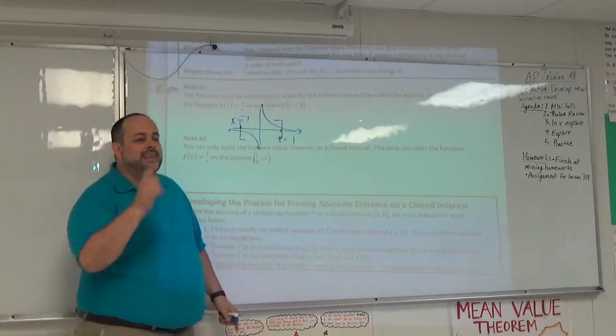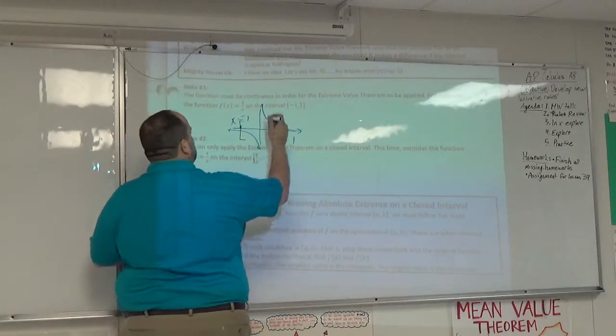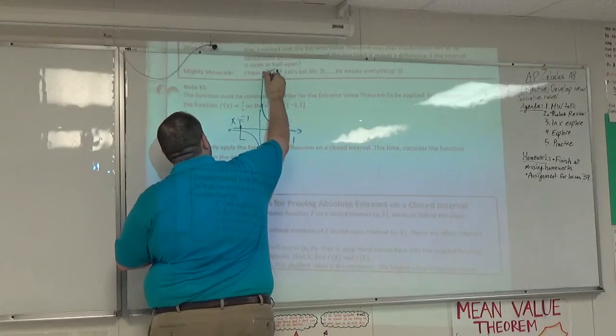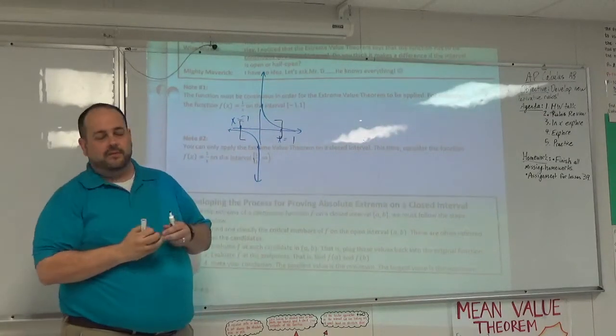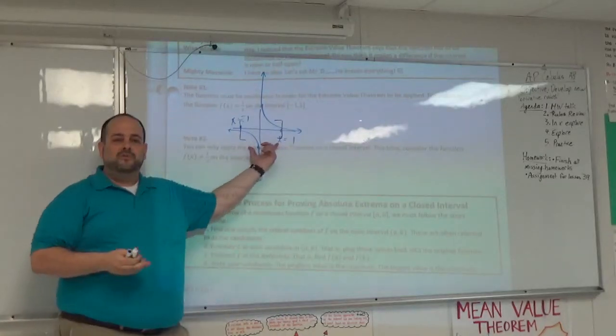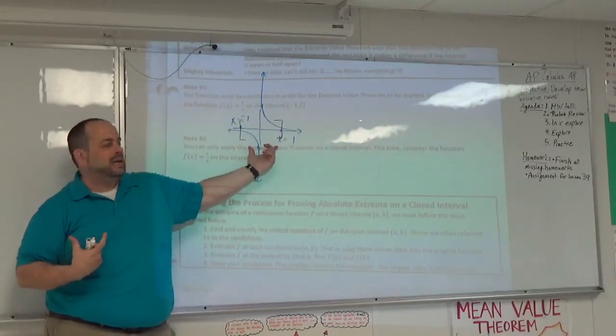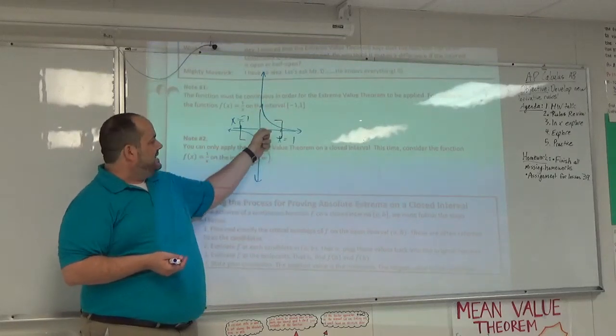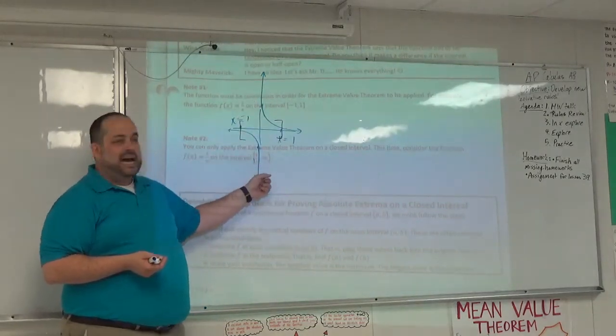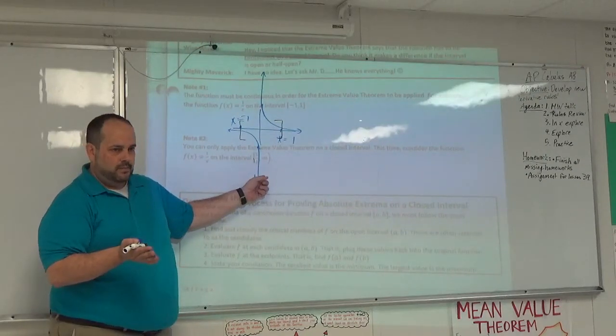There is no highest point because this graph just continues increasing forever and this one continues decreasing forever. So if I remove the condition of continuity, I'm allowing asymptotes to show up in this problem, and this function is not going to have an absolute max and it's not going to have an absolute minimum. Are we okay?